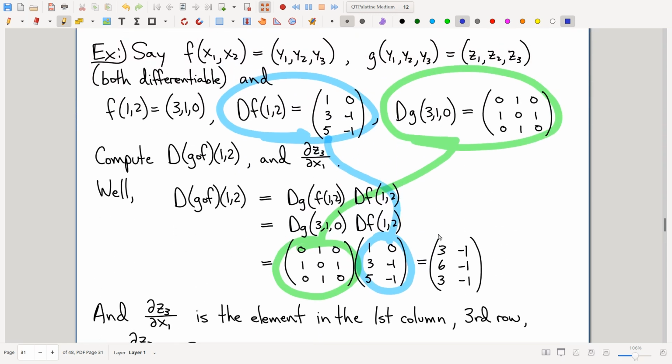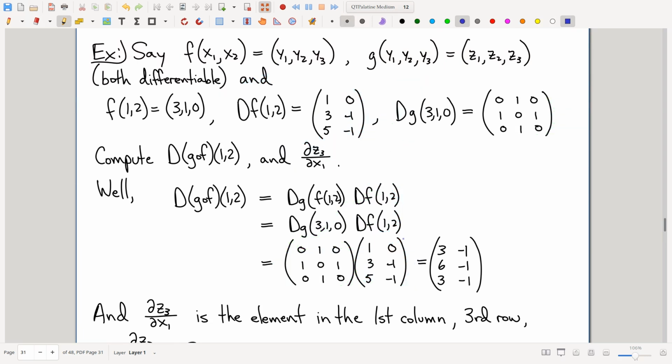Okay, so let's talk now about the partial derivative. How am I going to compute this partial derivative here? Again, that is a partial derivative that's involved in the composition. So it's going to be one of the elements of this matrix. Right here, this is the derivative matrix for the composition. This is all the partial derivatives of the composition. Apparently, we're looking for one of them. Which one are we interested in?